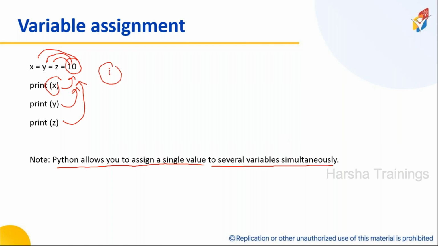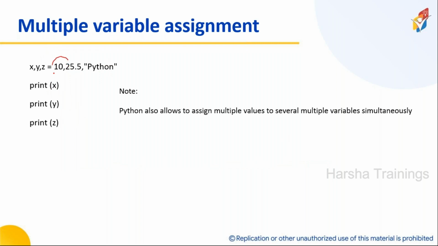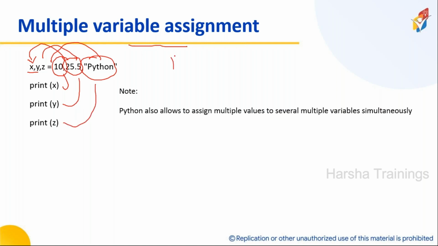Case 2 is I can also assign multiple values to multiple variables. 10 is an integer, I am assigning it to x. 25.5 is a float, I am assigning it to y. Python is a string, I am assigning it to z. x means 10, y means 25.5, z means Python. This happens only in Python. Don't try this in other languages. Python allows us to assign multiple values to multiple variables simultaneously. This is case 2.